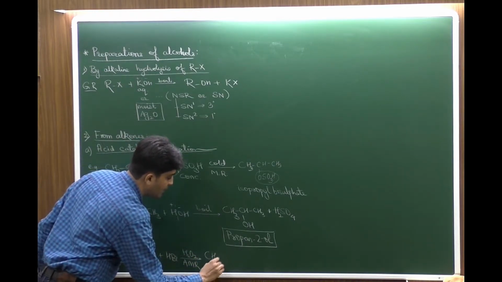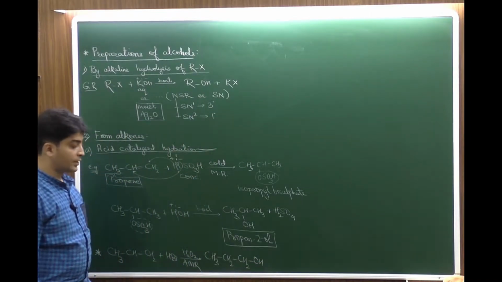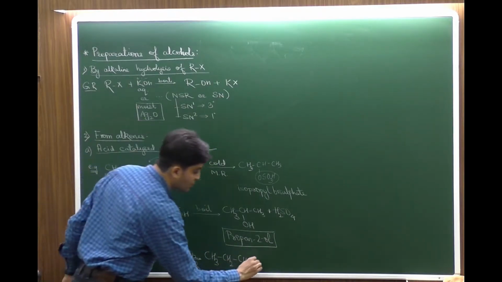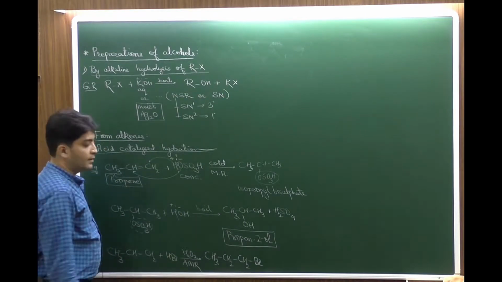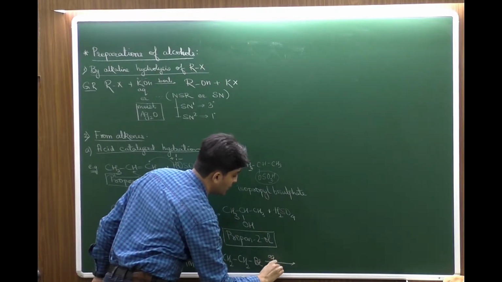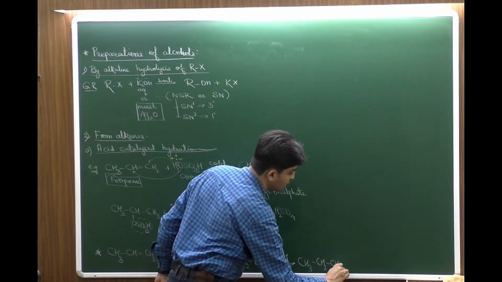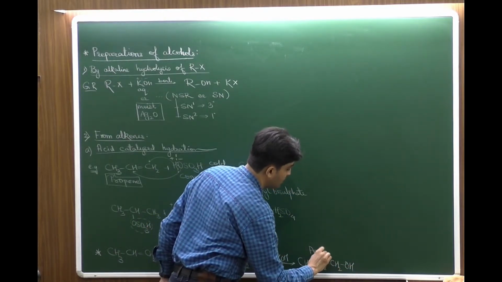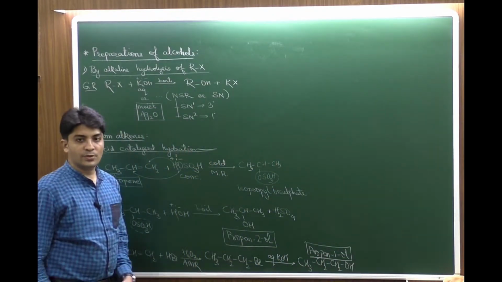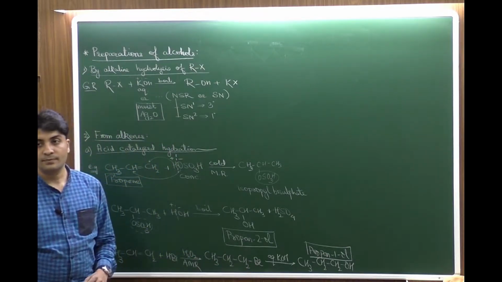In the AMR, we get CH3, CH2, CH2, Br. That's 1-bromopropane. Now the bromide can be converted into alcohol by using aqueous KOH. And here we will get CH3, CH2, CH2, OH, which is propan-1-ol. So this is a two-step conversion with the intermediate formation of a primary bromoalkane.